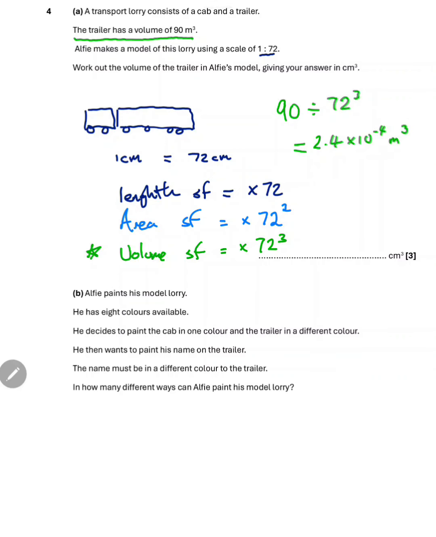cubed. And that is correct, but this question says we want an answer in centimetres cubed. Makes sense because it's a tiny model. Why would we be working in metres cubed? So we've got to go from metres cubed to centimetres cubed.